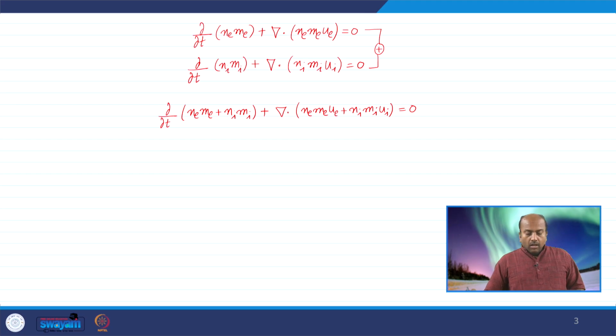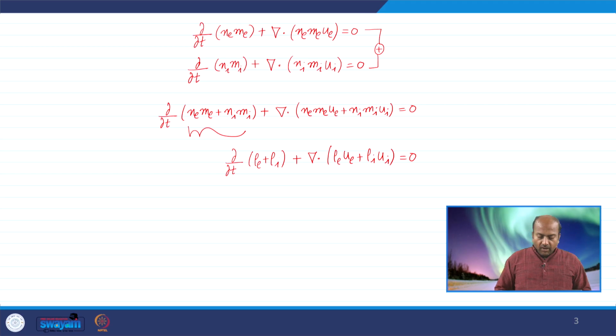Right. So what is this? This is the total mass density. N is the number per unit volume, which is 1 by V. Me is the mass by volume, which is density, right? So we can rewrite this expression as dou over dou t of rho e plus rho I, plus del dot rho e ue plus rho I ui is equal to 0.